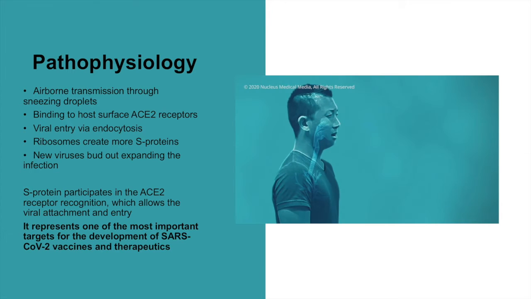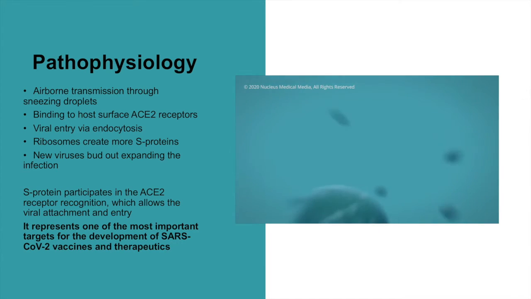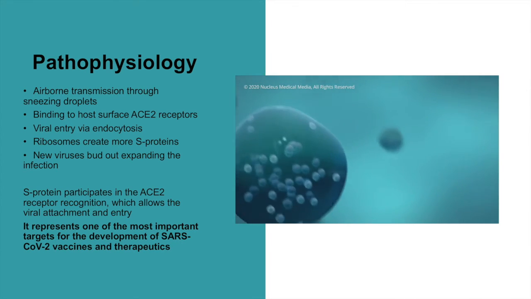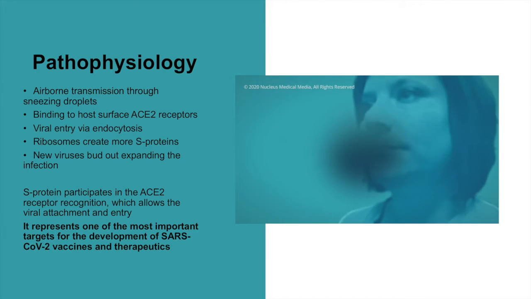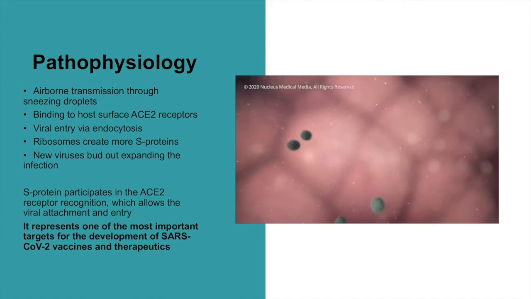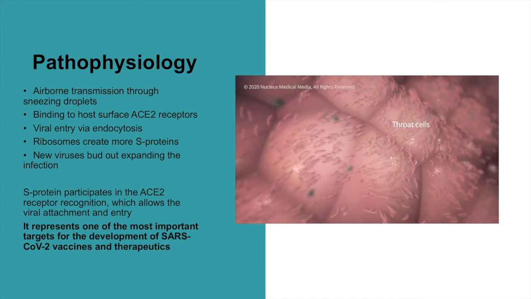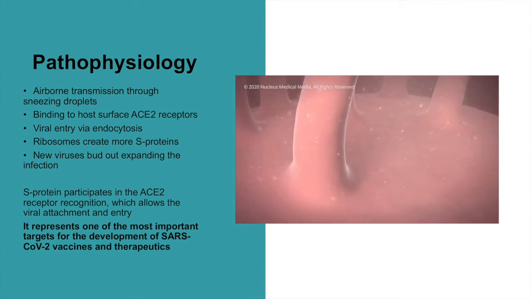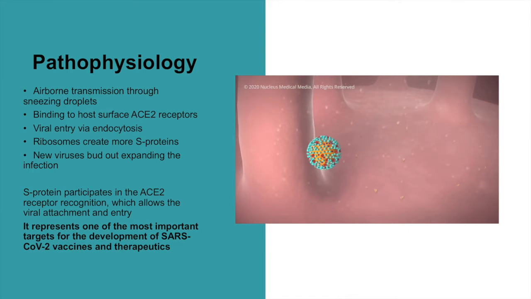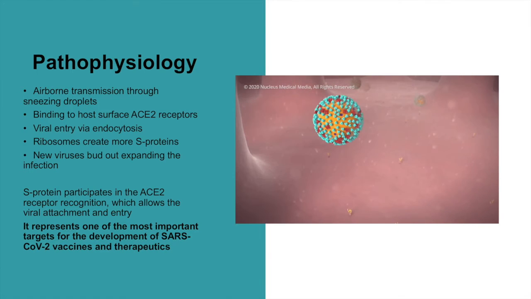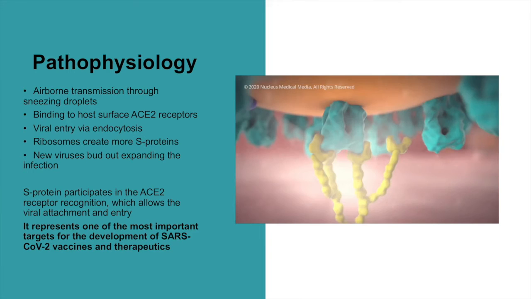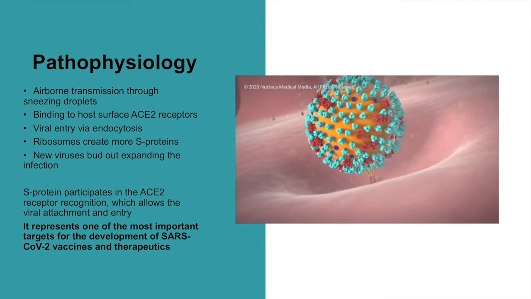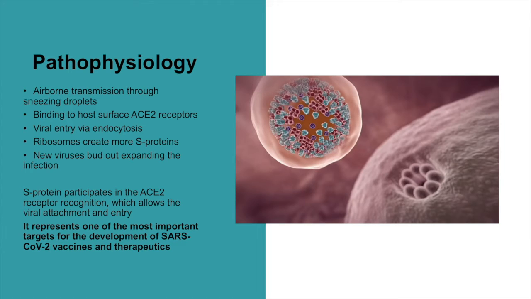Pathophysiology. The cycle of infection begins when an infected person talks, coughs, or sneezes. As you can see in the video, the droplets containing the virus will be transferred to another individual, where it can attack cells in the nose, throat, or lungs. The virus will be attached to its receptor, the ACE2 receptor, via its spike proteins, which will allow the internalization of the virus inside of the cell.